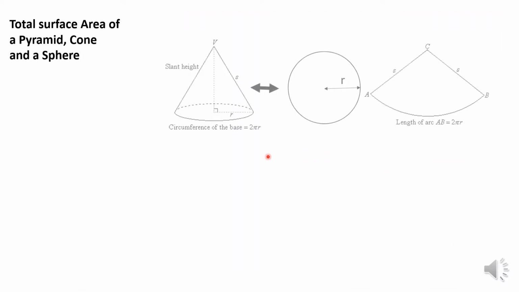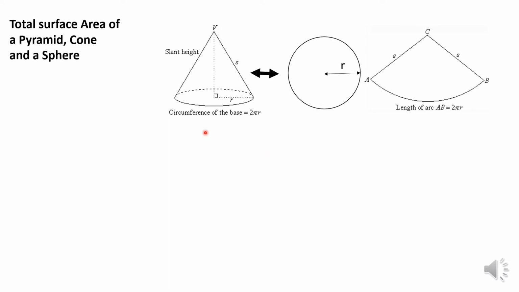The next thing that I'm looking at is the total surface area. The total surface area for a cone, for example, is the area of the base, which is a circle, plus the area of the curved surface area. Also, this is one particular formula that is given to you. You don't have to prove it.